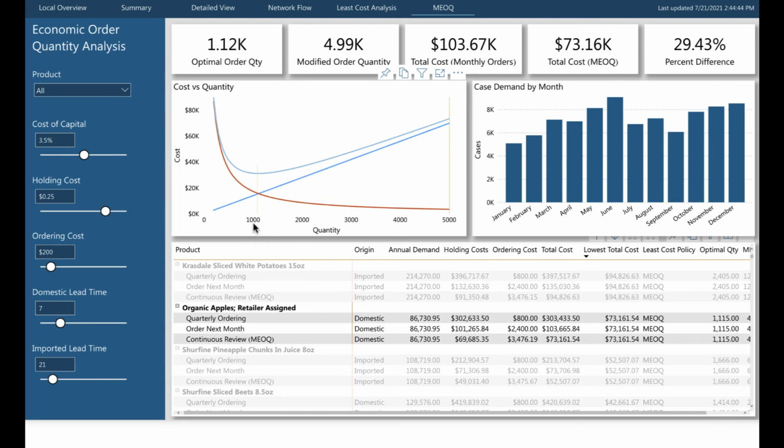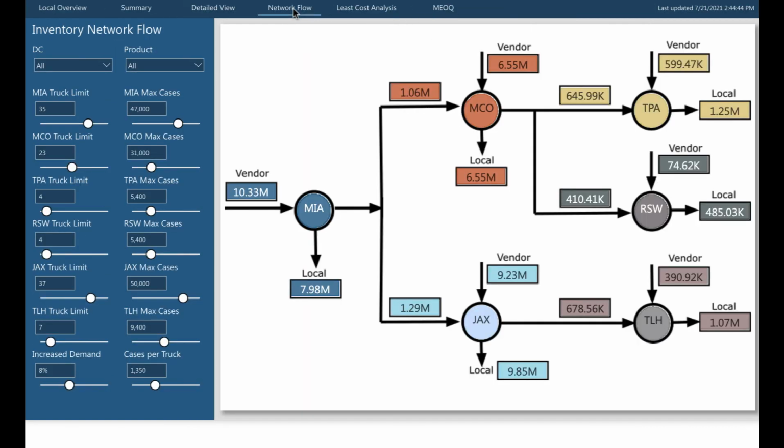So this is all calculated in real time, and we can actually look in the detailed network flow, how much stuff we take in from Miami, and then how many units we ship out through Orlando and Jacksonville, and then finally how many we transship out to Tampa, Fort Myers, and Tallahassee. This is all based on real customer data that's been anonymized for use in this dashboard.